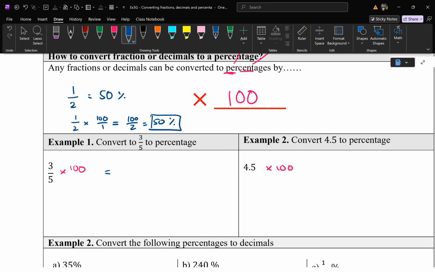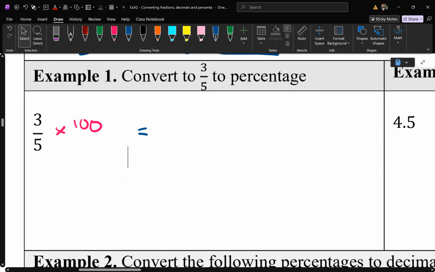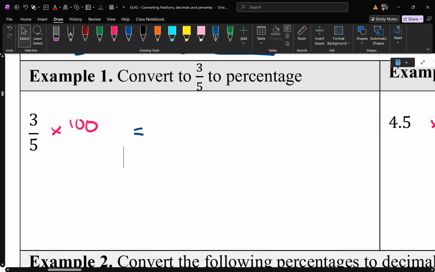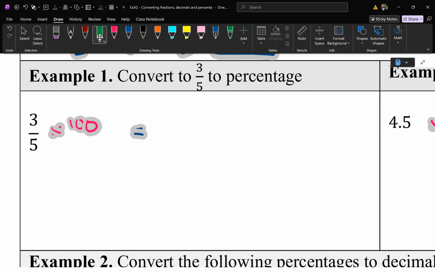So here, let's do the technique. If you don't have a calculator, you have to do this by technique. This is going back to exercise 3B. Let's convert it. This is 3/5 multiplied to now 100. How do I write 100 as a fraction? Yes, Rira. 100 over 1.